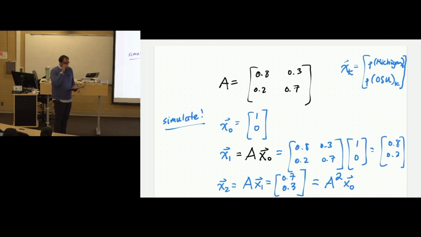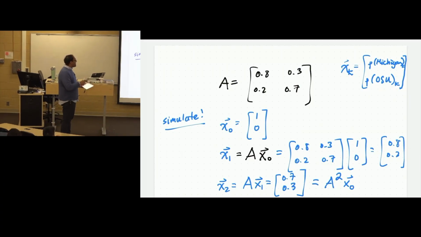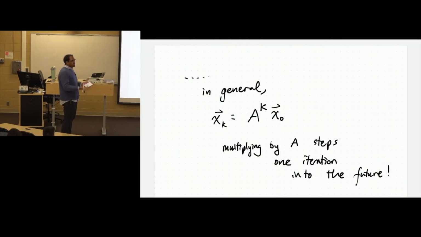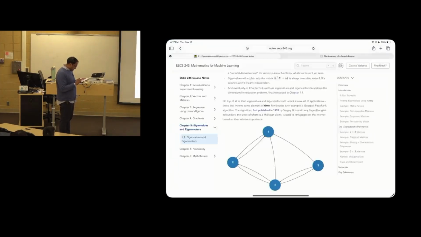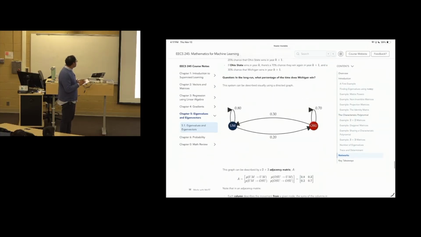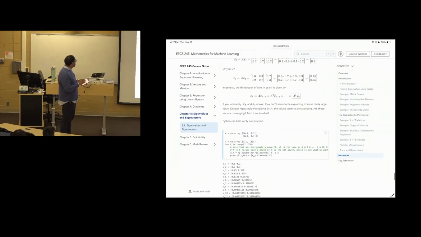So what do you think I could do to answer my original question, which is, in year 1,000,000, what's the chance that Michigan wins? What could I do? Yeah, maybe take the limit as k approaches infinity? Yeah, why don't we just pick a really big k and see what the output vector is? Okay? Now, so far, this has nothing to do with eigenvalues and eigenvectors. It's just a fun problem. And this is exactly what I did in the notes.